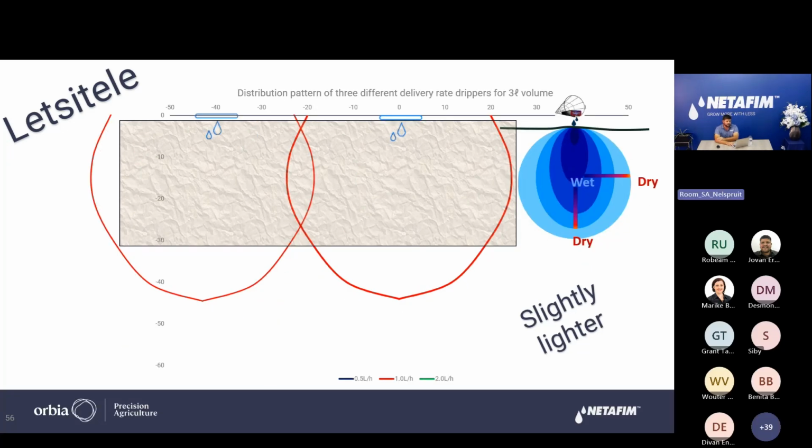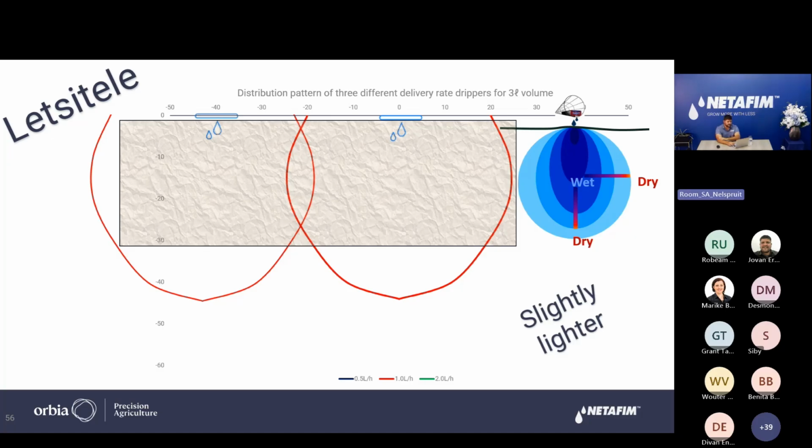If I move those drippers to 40 centimeters, what happens now is that we need to irrigate longer hours to actually get good overlap in the center, but still we're going to go past our root zone, which can lead to us losing fertilizer and moisture. And then again, consider this ratio where it's going to be wetter here in the middle, and as you go out, it's going to be drier.